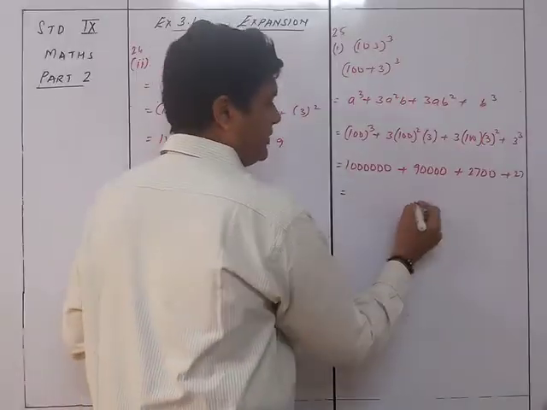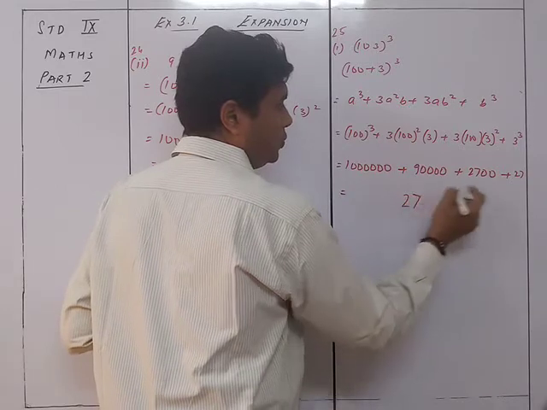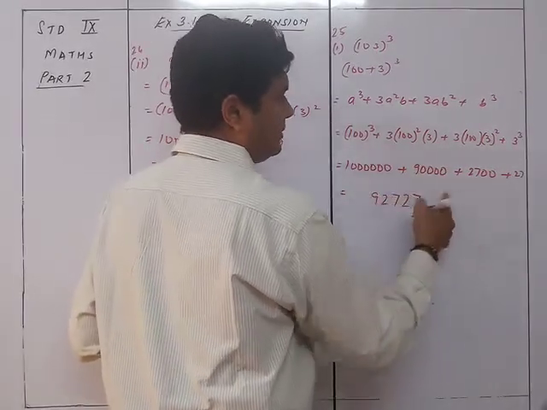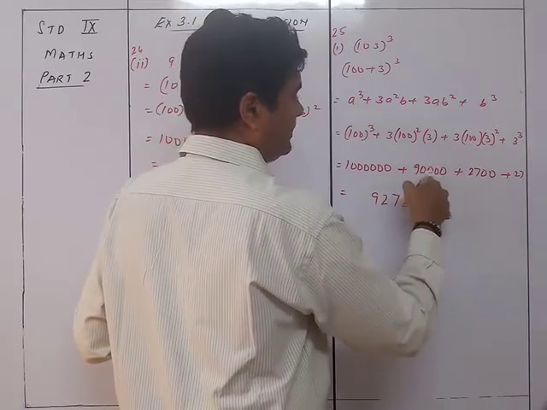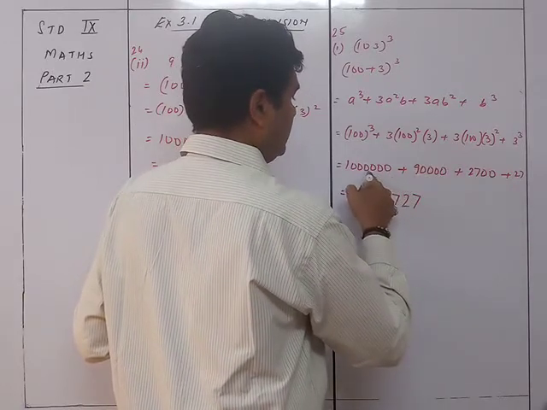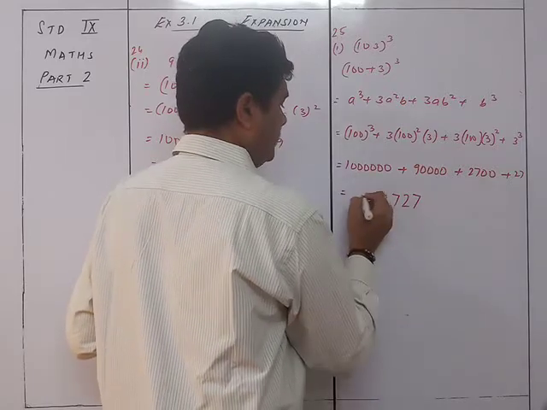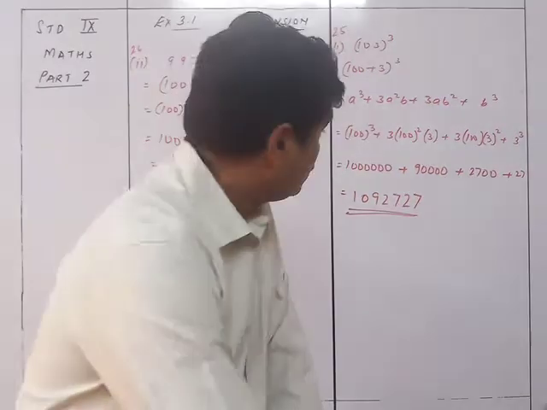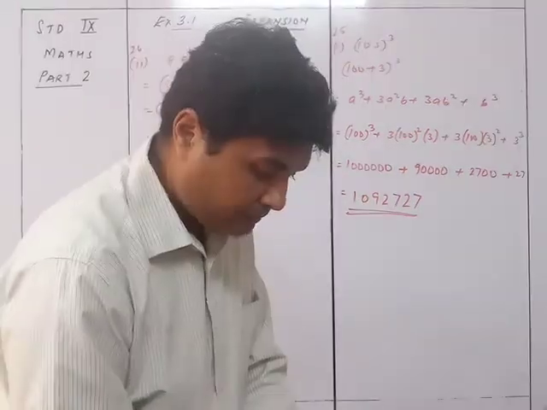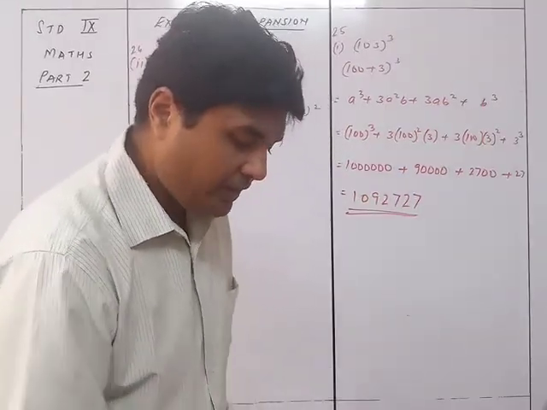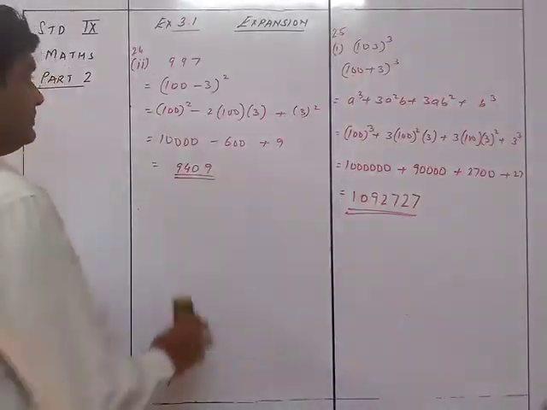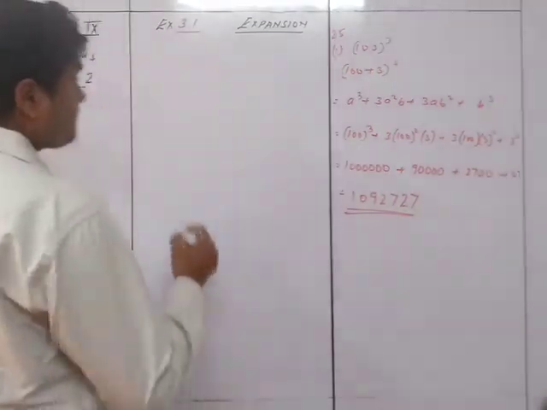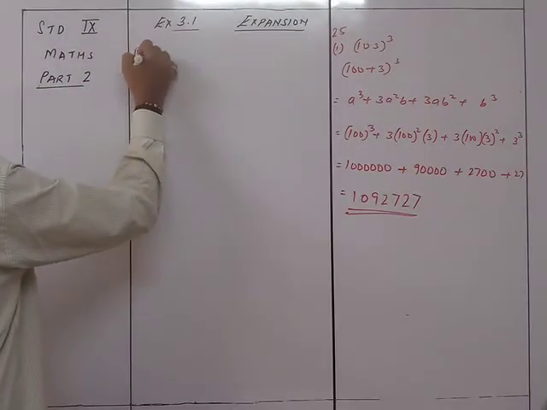So starting from here, it will be 7, 2, 7, 2, 9, and then over here it is 1, 2, 3, 4, 5, 0, 1. That is 1092727, which should be the answer for the 25th one. We now move on to term number 25 ka third sum.